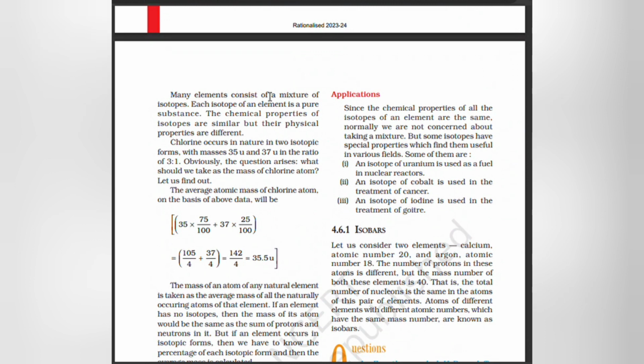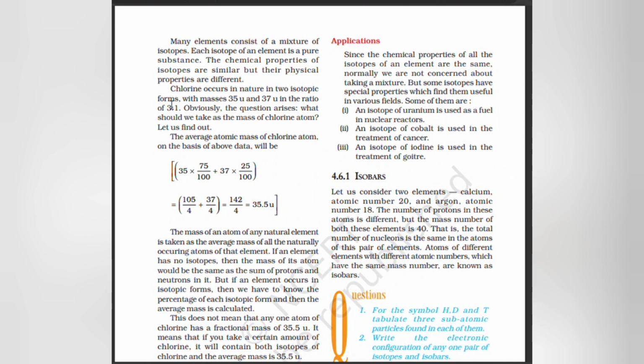Many elements consist of a mixture of isotopes. Each isotope of an element is a pure substance. Chemical properties of isotopes are similar, but their physical properties are different. Chlorine occurs in nature in two isotopic forms, with masses 37 U and 35 U in the ratio 3:1. Obviously, the question arises, what should we take as the mass of a chlorine atom?